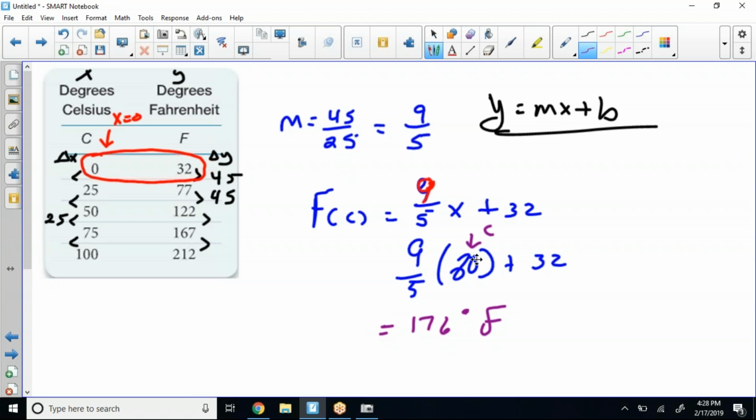I should have put a C there, not an X, because I said F of C. So that's what you got. 144 plus 32, right? It's 176.